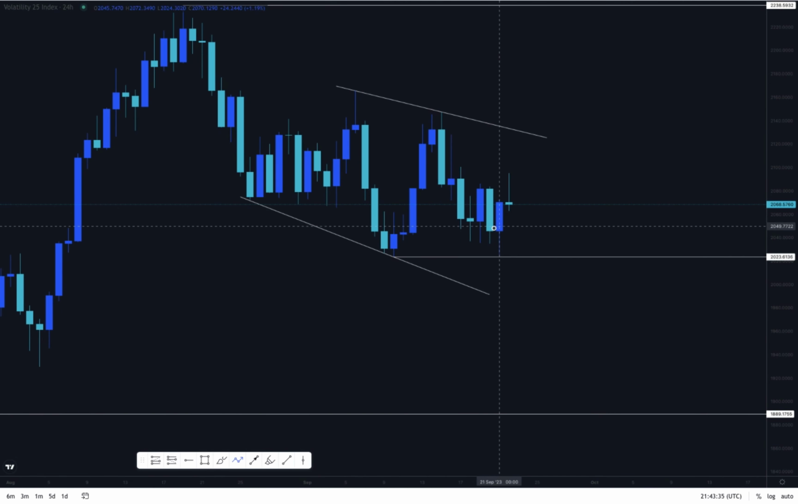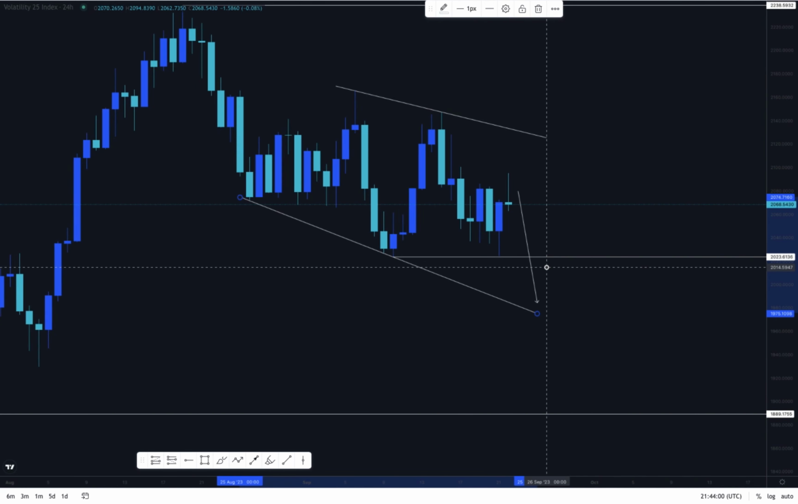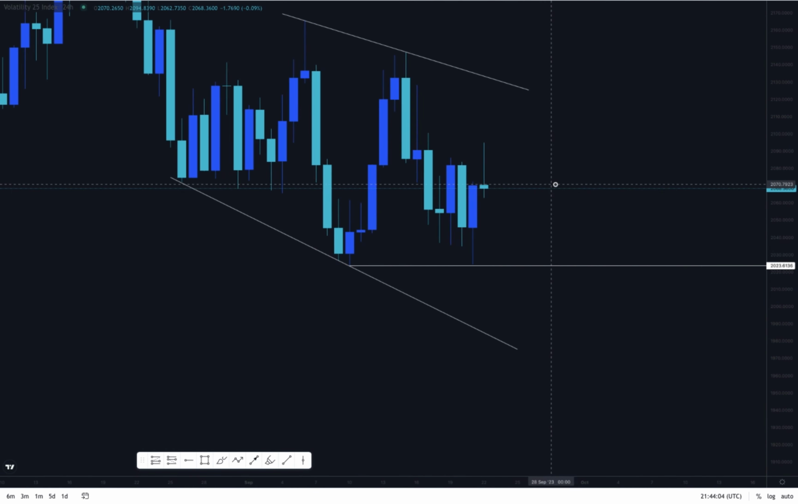So this was just an elusive move, and from here we have the second rejection. So we are anticipating the third touch of our trend line here. For volatility 25 index, we're looking for the market to give us the drop down. The first target will be here on the third touch of the trend line, and then subsequently we can look to go down. But after the third touch, we should look for a push to create another lower high before we keep going down.